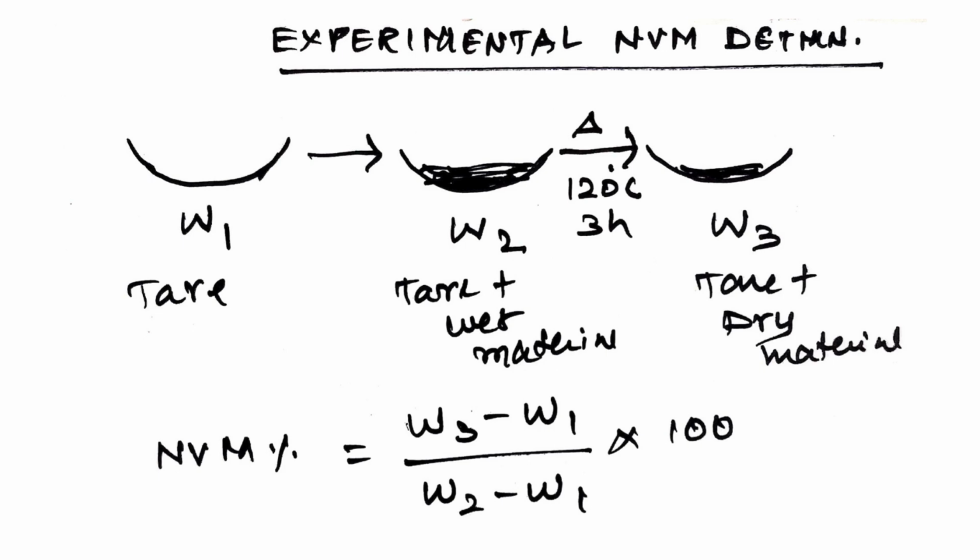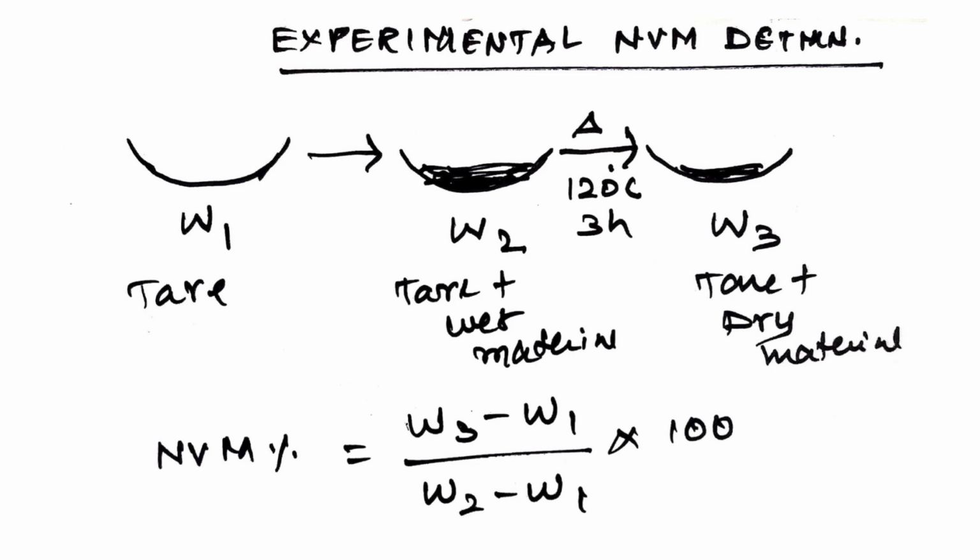Then it should be kept for about 3 hours at 120 degrees Celsius in an oven. After that you have to let it cool to room temperature, and weigh once again the lid plus the dried film. That is noted as W3.